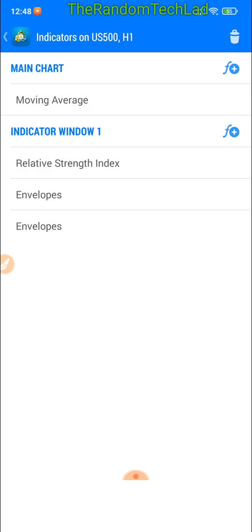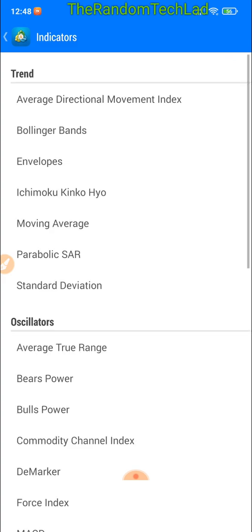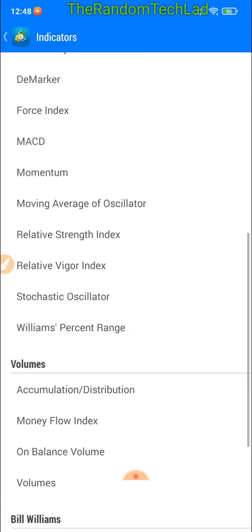After that, we're gonna add another indicator. So what we need to do is press on the F again and add a new indicator to a different window, so not on the main chart. And I think when you go on your MT4, you would know what I'm talking about. So you press on the F with a plus over here. It will bring you to the list of indicators. Then you can select them.